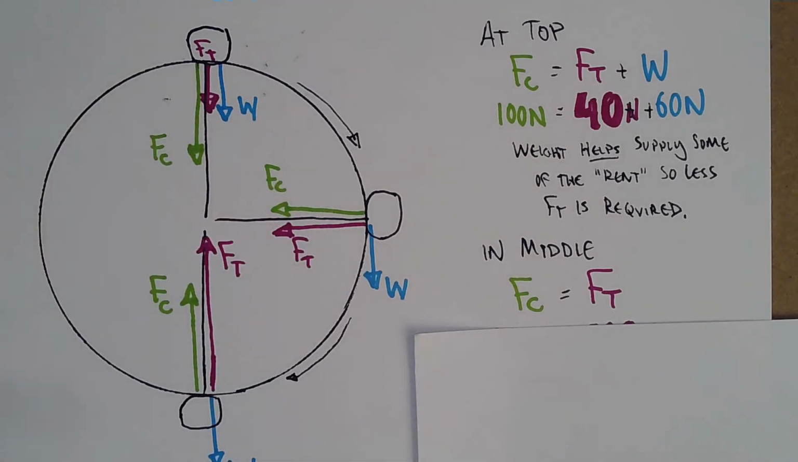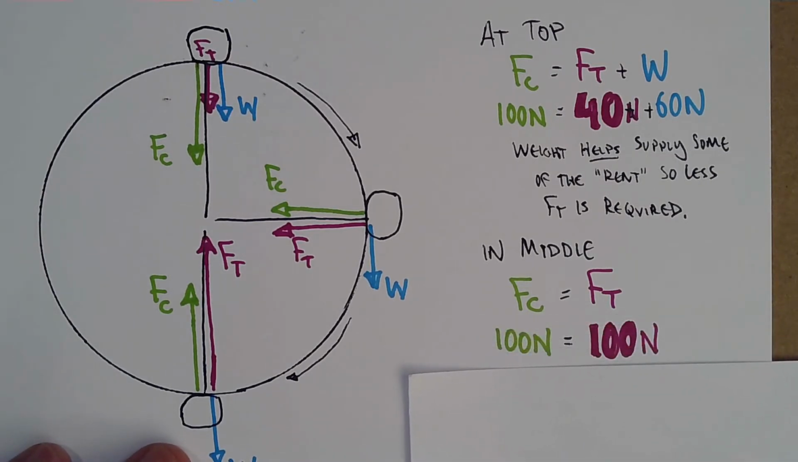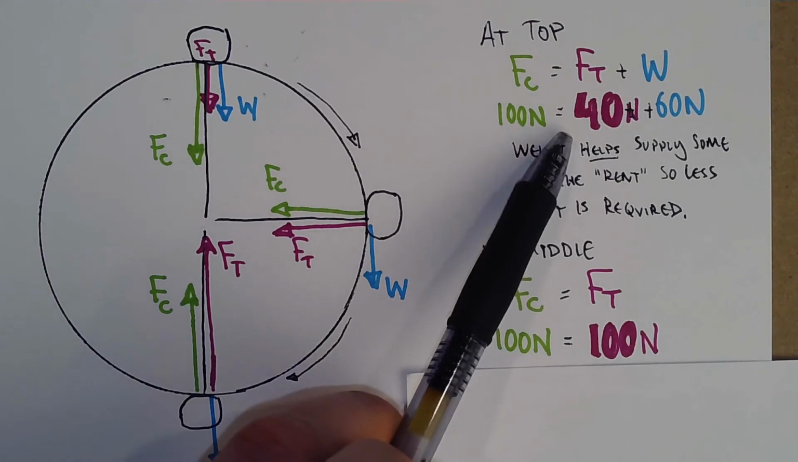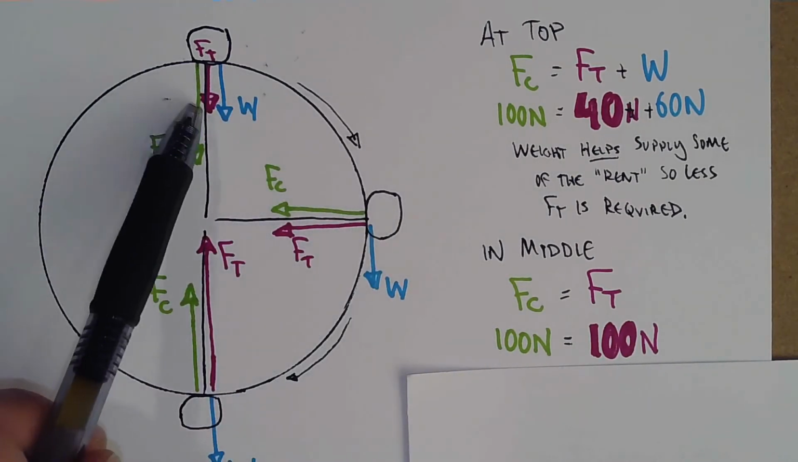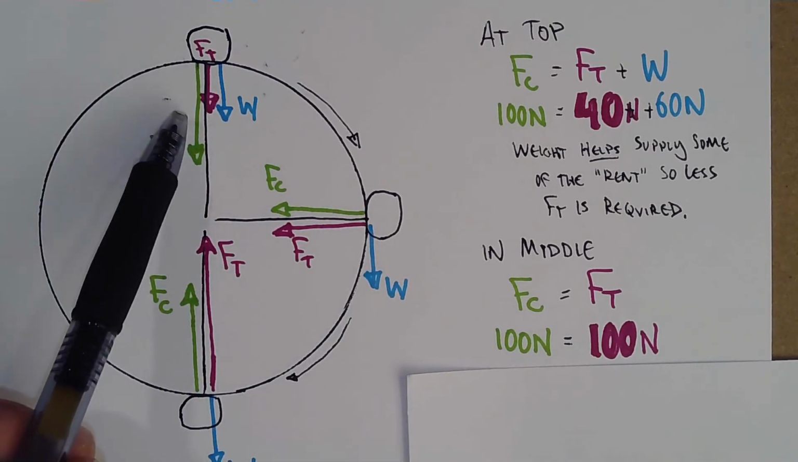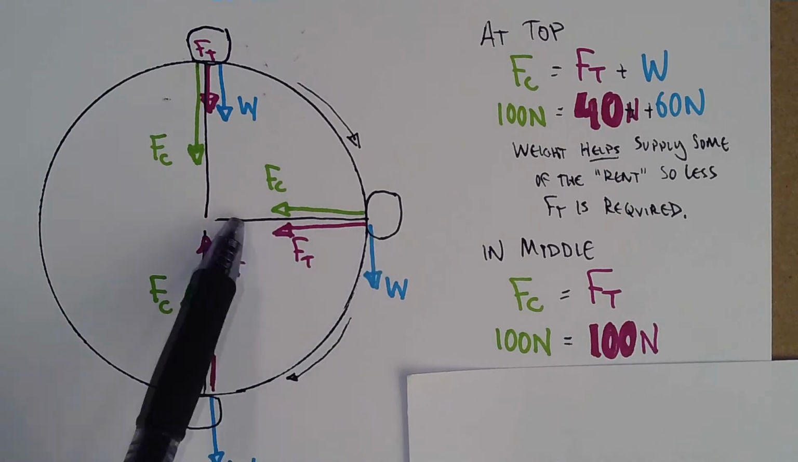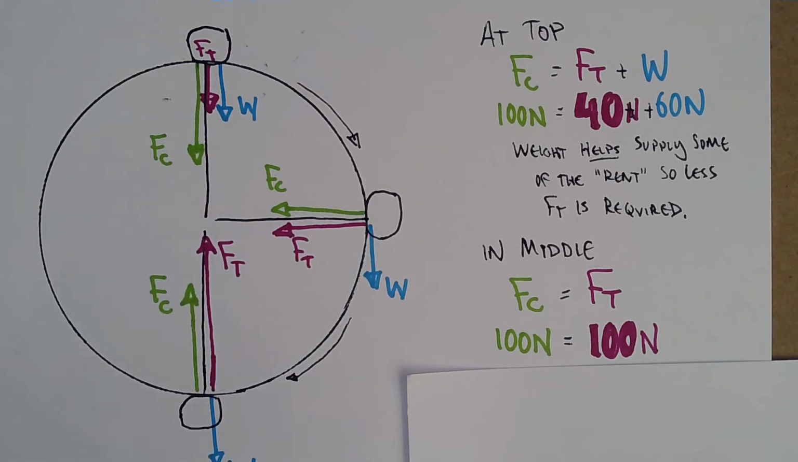The centripetal force hasn't changed. Every time we look, the rent is the same. It's a rent-controlled circle. So the tension has to pay the entire 100 newtons. So you can see that as we curl down the loop, the amount of force that you need to exert with the rope increases. At the top of the loop, the weight covered part of it. Halfway down, the weight's not helping you anymore, so you have to provide all of it.